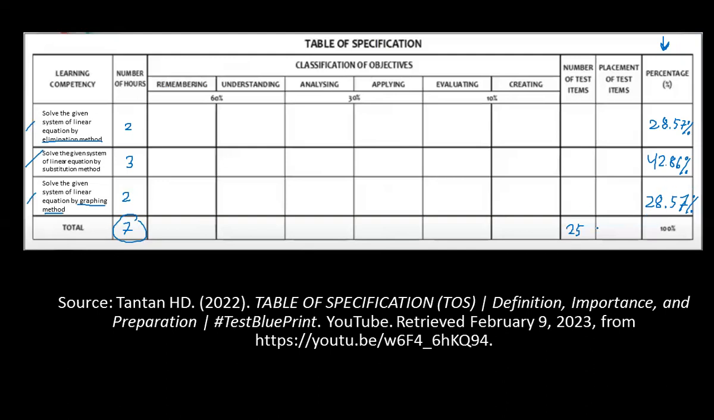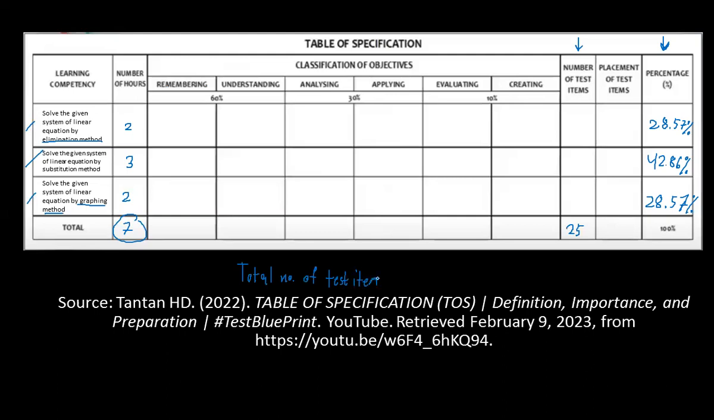Alright? So, that's good. Now, the next thing here is let's get the number of test items kada learning competency. Okay? So, dapat sa number of test items natin dito, syempre in total 25 siya. Okay? Pero dapat in each learning competency, dapat meron yung kanyang-kanyang number of test items. Okay? So, paano naman yun? It's simple.